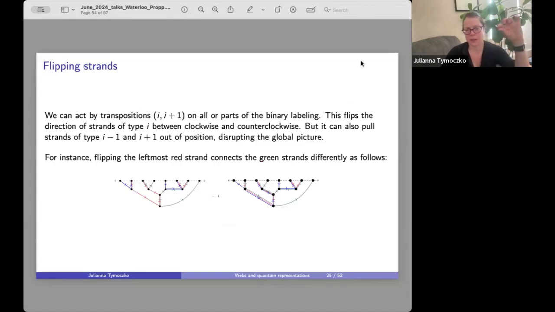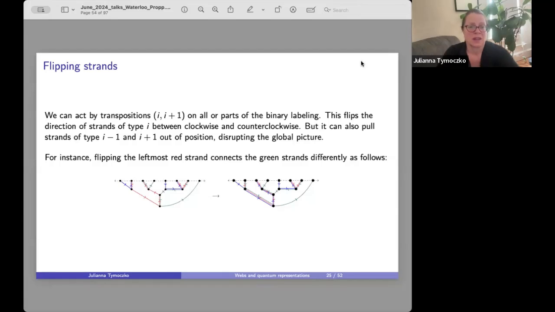And so this actually is going to now give us more operations on these underlying graphs. So just like we can act by transpositions on all parts of this labeling, that's going to flip the direction of a strand of type i plus 1. And then it may also stretch strands of type i minus 1 and i plus 1 out of position, really changing the global position. So the global structure can change very dramatically with this local flipping.